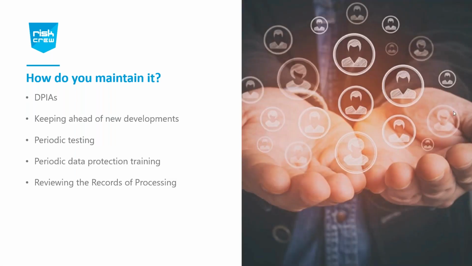How do you maintain it? Well, DPIAs again. DPIAs may and should occur at several stages during the project. As I've mentioned, projects change, and the data protection officer needs to be aware of the impact of those changes. The data protection officer needs to be aware of new developments. It's far easier to introduce the correct controls at the beginning of a project than to retrofit them afterwards.